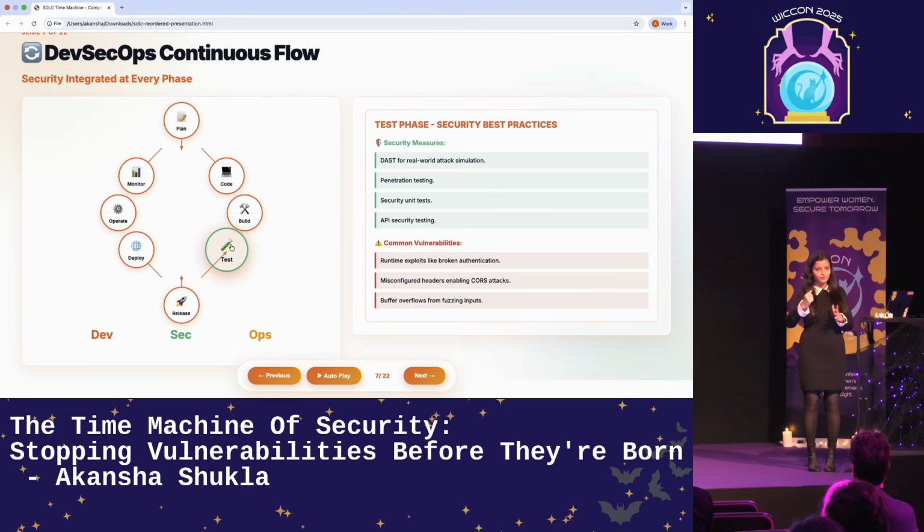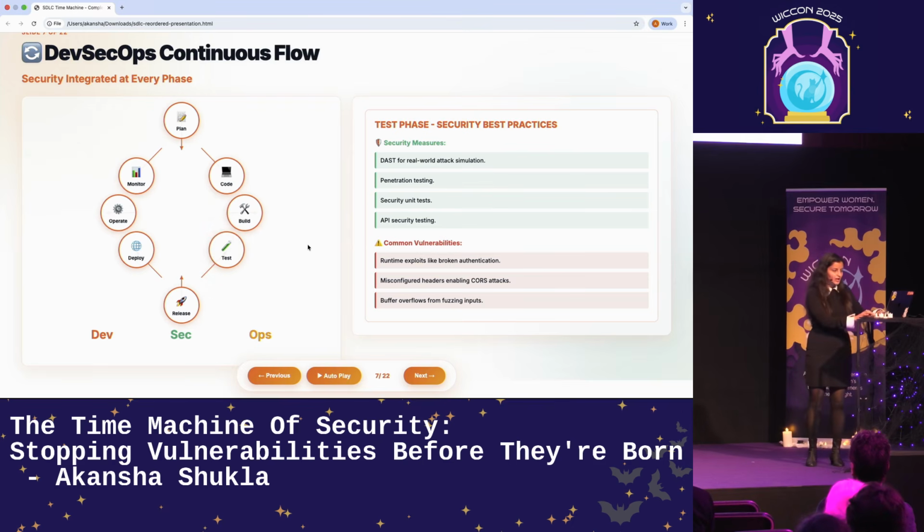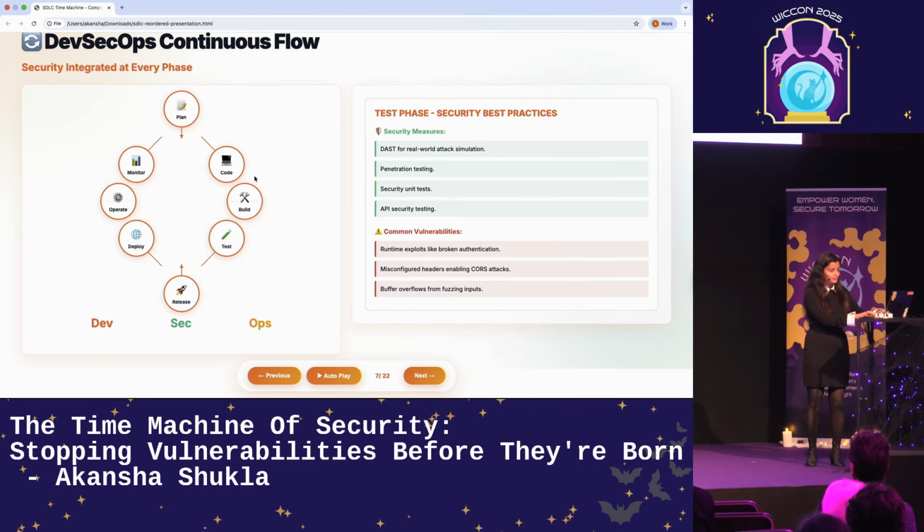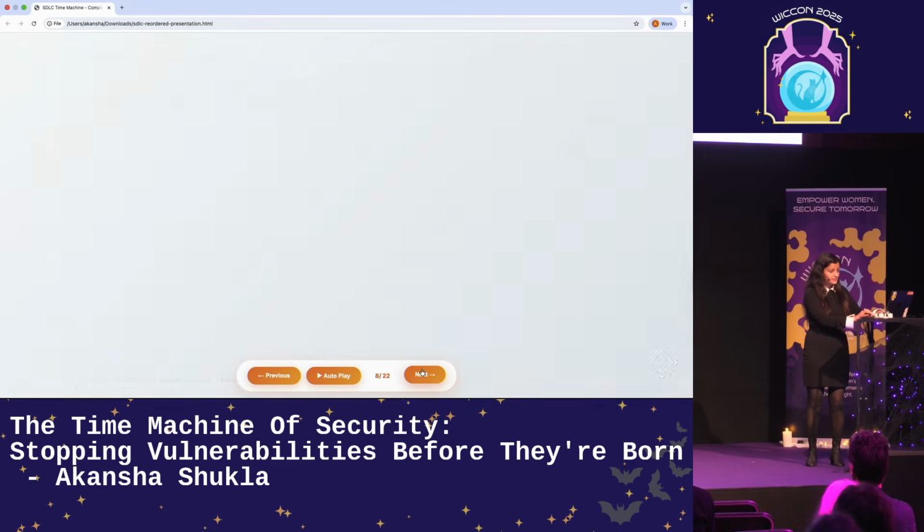We can take another door, right? So this is how we have to prepare our developers. We have to prepare our engineers so that they know. Suppose I give you an example of this code phase.